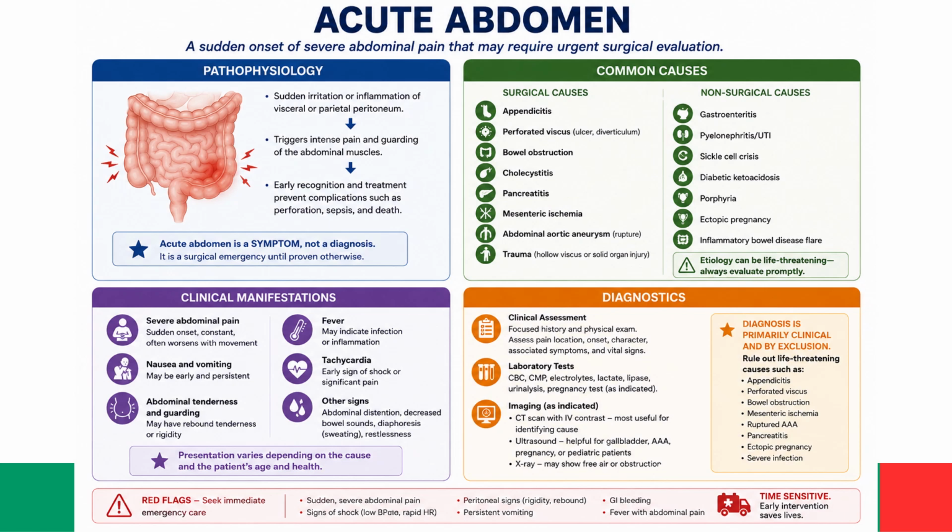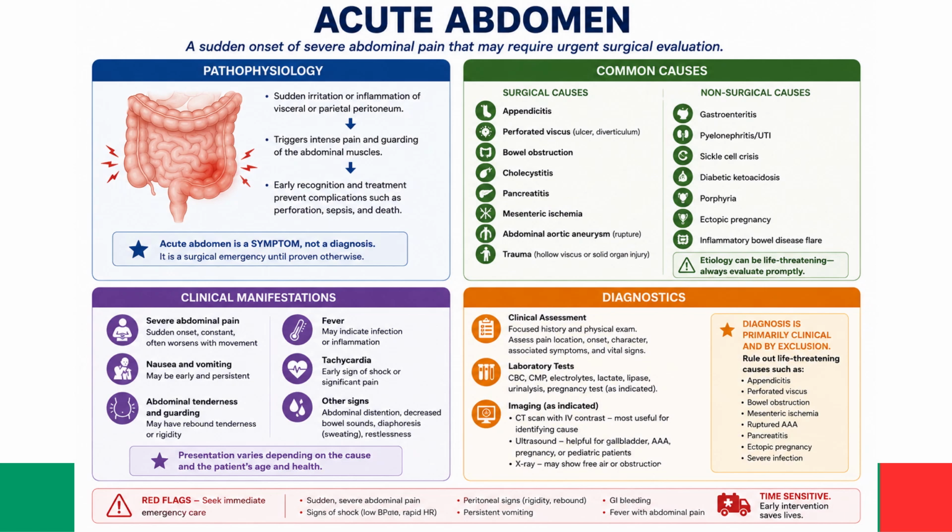The patient may also look pale, cool, clammy, or diaphoretic, develop decreased urine output, or experience changes in mental status as perfusion worsens. So at that point, I'm no longer thinking only about the abdominal problem itself. I'm thinking about circulatory compromise and shock.